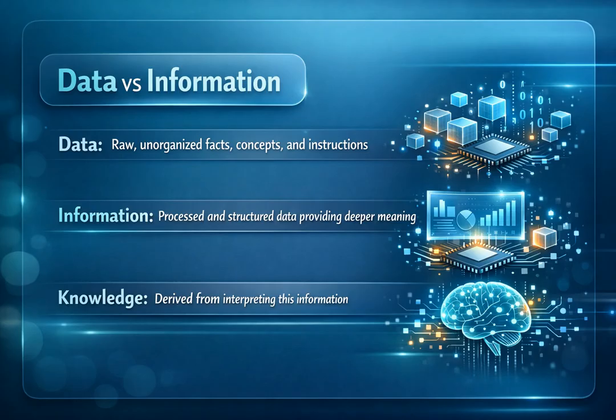Moving from hardware to content. What is the difference between data and information? Data refers to raw, unorganized facts and symbols. When that data is processed and structured to provide meaning, it becomes information. Understanding this shift gives us knowledge.